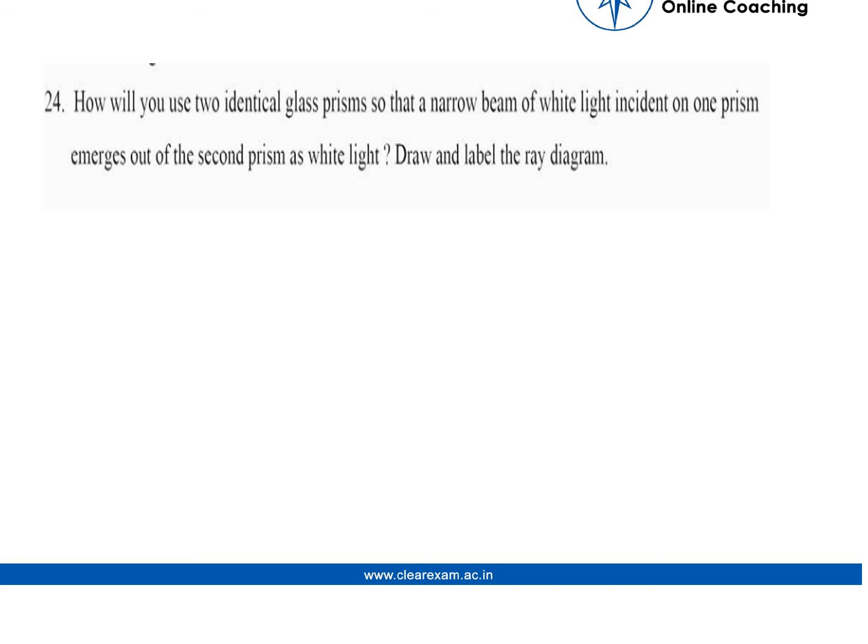The question we have been asked here is, how will you use two identical glass prisms so that a narrow beam of white light incident on one prism emerges out of the second prism as white light? Draw and label the ray diagram. So this is one of the important diagrams, so I suggest that you have a close look at it. So this is the solution.